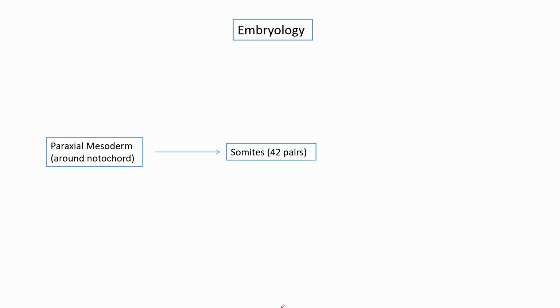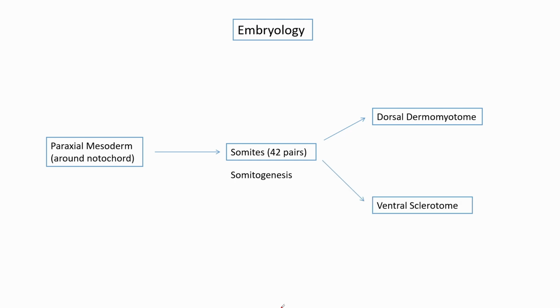To understand these failure of formation and segmentation, we have to understand the embryology of vertebra. The vertebra forms from the paraaxial mesoderm around the notochord. These condense to form 42 pairs of somites in a process known as somitogenesis. The somites further divide into a dorsal dermomyotome and a ventral sclerotome. The dorsal dermomyotome forms muscles and dermis of skin, and the ventral sclerotome forms the skeleton of the vertebral column.